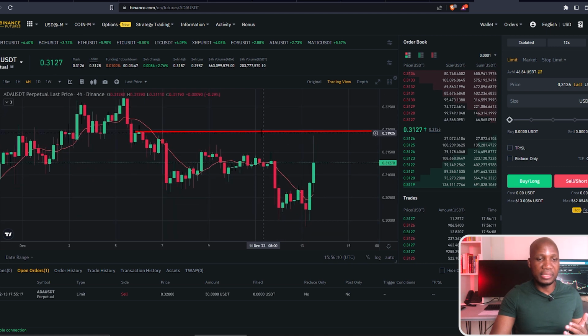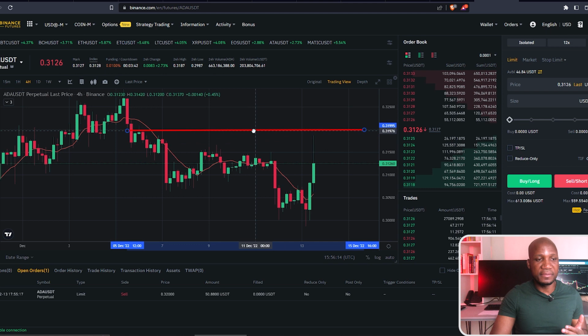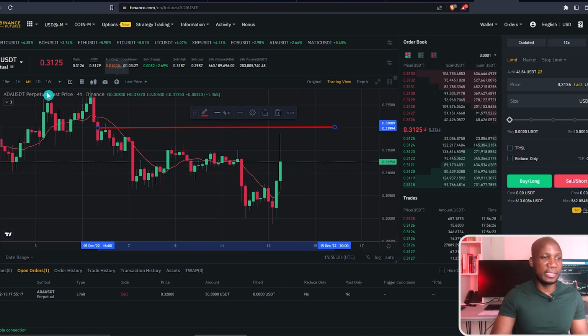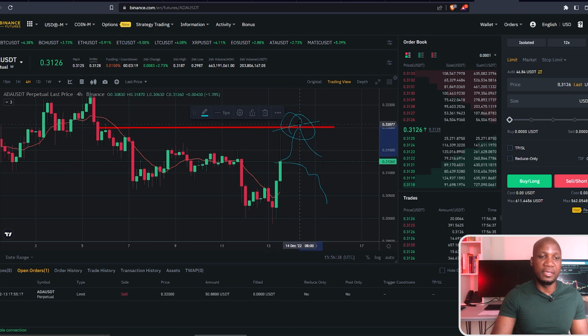You can also say that right here it's also a resistance. However, I am comfortable taking this line here on top. Now there's a high likelihood that the market can actually start dropping immediately from here, but there's also a likelihood that it may retest these levels here before dropping back down.